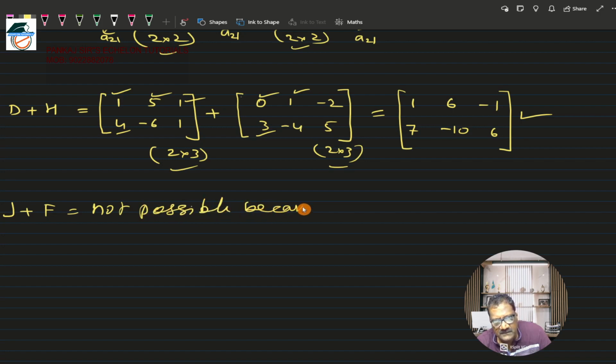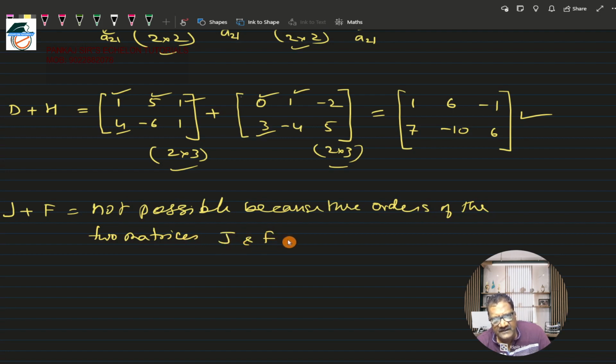because the orders of the two matrices J and F are not the same. Okay, so it is not compatible for addition, right? So J plus F answer, if I check behind, the answer is given to me as just a dash. Okay, so it's not even written not possible. He has not even given the reason, but there's just a dash. That means it is not compatible, so you cannot find it.